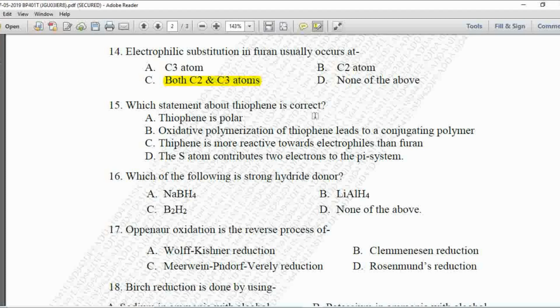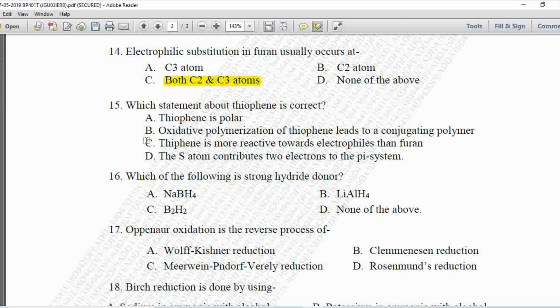Next MCQ. Which statement about thiophene is correct? Option A is thiophene is polar, B is oxidative polymerization of thiophene leads to a conjugating polymer, C is thiophene is more reactive towards electrophiles than furan, D is the S atom contributes 2 electrons to the pi system.